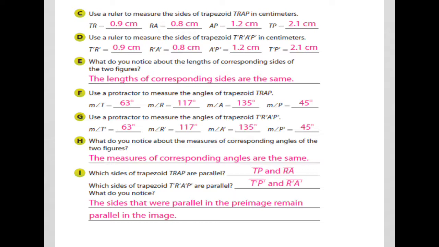So which sides of the trapezoid T prime, R prime, A prime, P prime are parallel, and we get the corresponding sides T prime P prime and R prime A prime. So then it says, well, what do you notice about TRAP? The sides that were parallel in the pre-image remain parallel in the image. Okay, so you can go ahead and stop and make sure you write this information down.